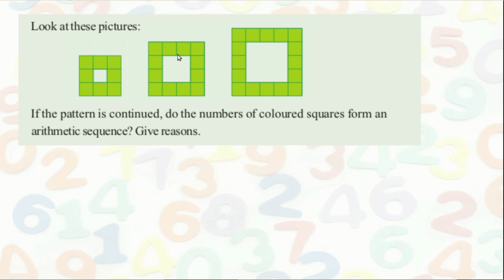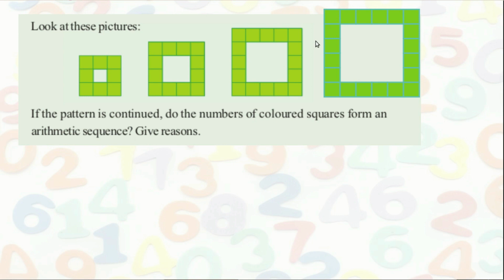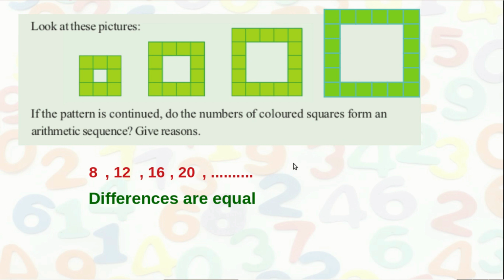Now in the next figure, what is the number of colored squares? It is 12. In the next figure, it is 16. Now what about the next figure? There you have 20 squares, small squares. So you can write the number of squares as a sequence: 8, 12, 16, 20, and so on. So is it an arithmetic sequence? You can see number 4 added repeatedly. So the difference between the consecutive terms of the sequence are equal. Therefore, it is an arithmetic sequence.